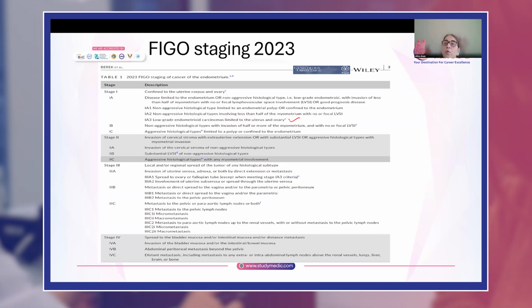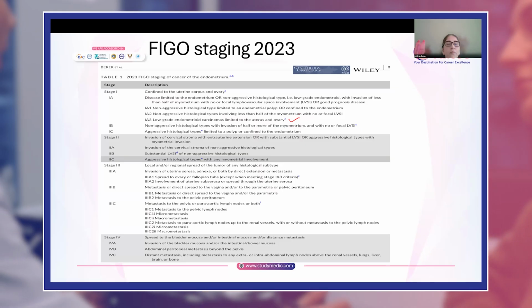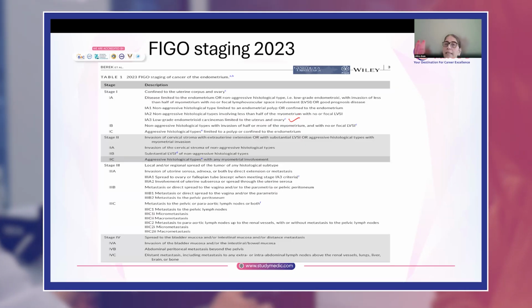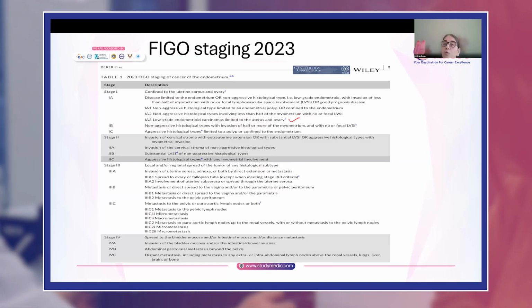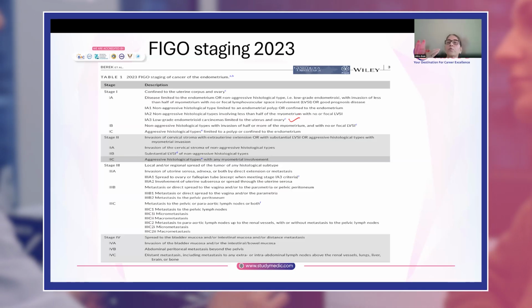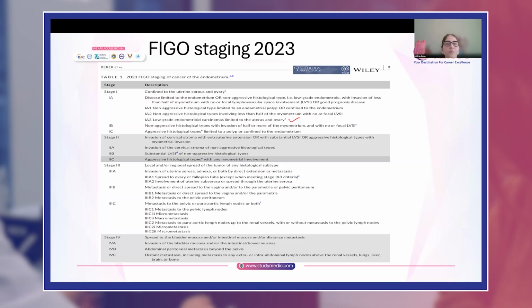Whenever it is micro, it is called stage 3C1i, and whenever it is macro, it is stage 3C1ii. And what stage 3C2 means is whenever it goes up to the para-aortic lymph nodes, but only up to the renal vessels. There also you have micromets and macromets.